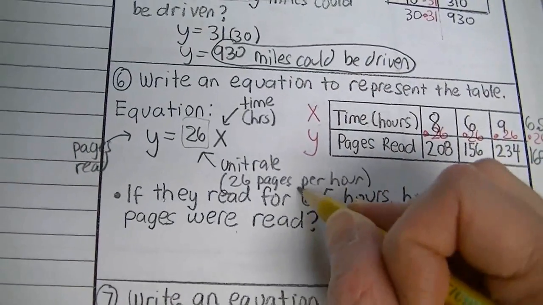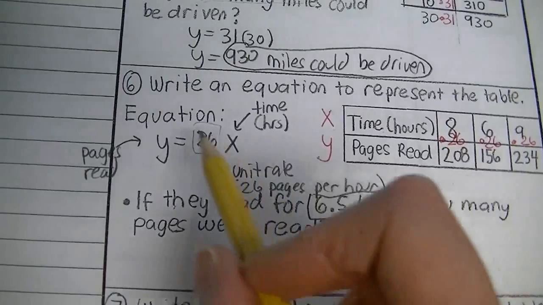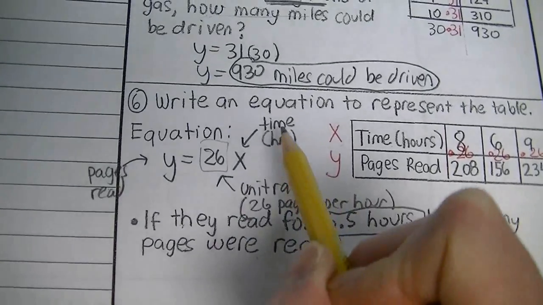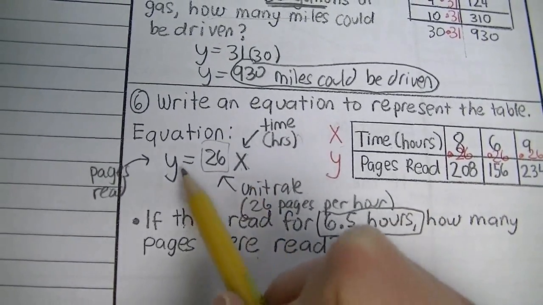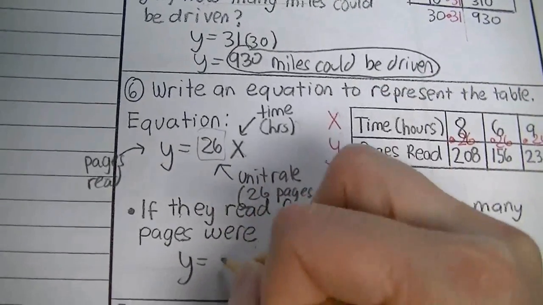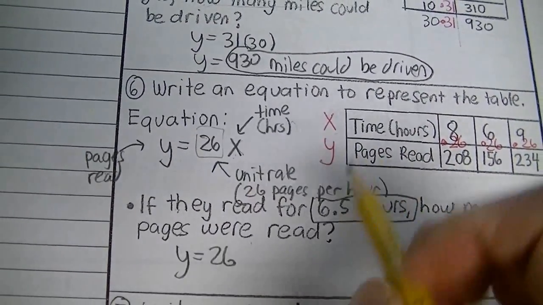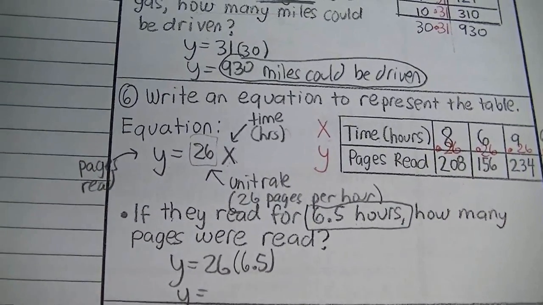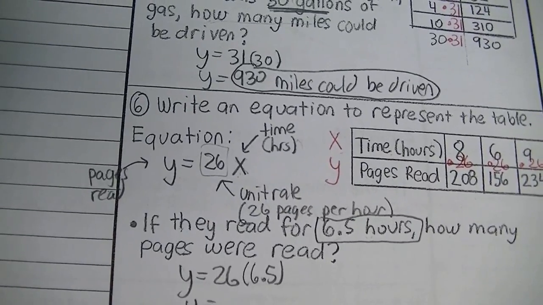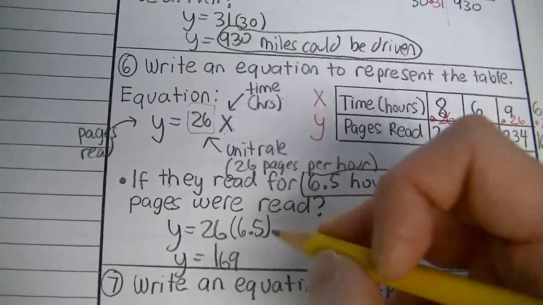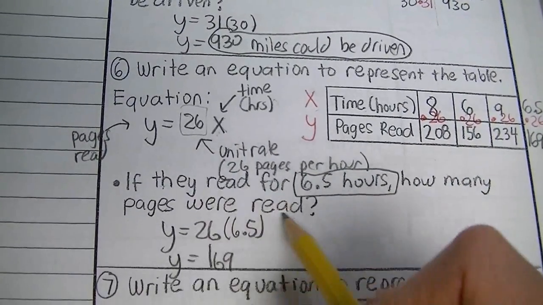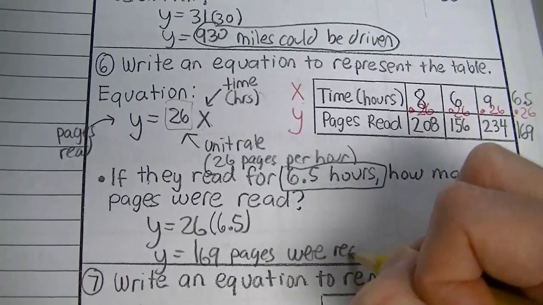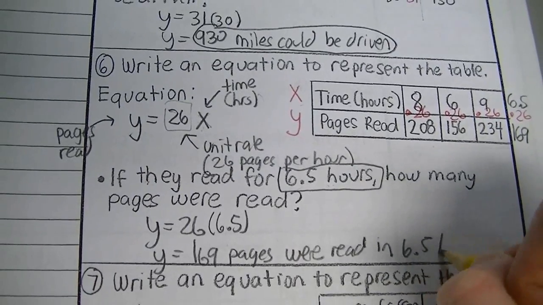So let's see where this 6.5 hours goes. Okay, let's see how you labeled it. Is 6.5 hours a page is read? Nope. 6.5 hours, that's a time. So we're going to substitute it for x. Okay, so I'm going to keep y the same, keep that unit rate, and instead of writing x, I'm going to write the 6.5. So 26 times 6.5. Let me double check that. I got 169. And let's label it: 169 pages were read in 6.5 hours.